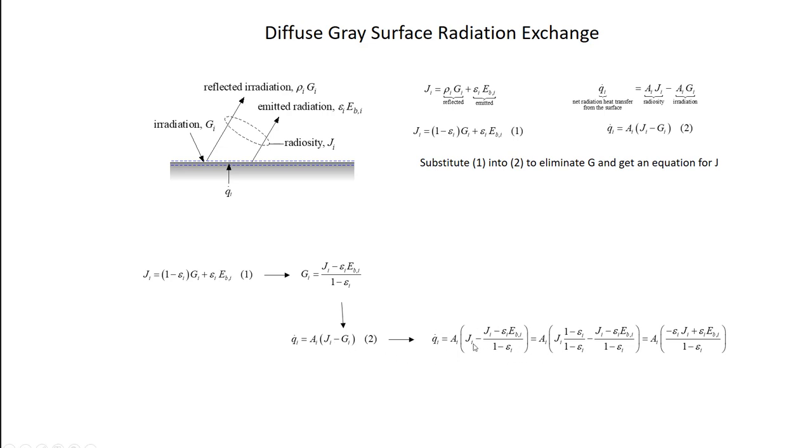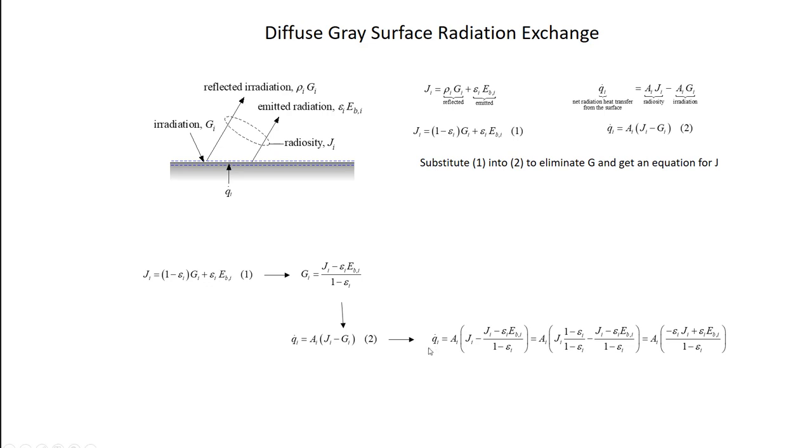And then all I'm going to do is take this first term and multiply and divide by 1 minus epsilon sub I, so that it has the same denominator as the second term. So that's what I did here. And then if you just look at the top, I have J minus epsilon sub I times J. And then here I have a minus J, and a minus is a plus epsilon sub I times EB. So this J and this minus J cancel, and I get this equation here.